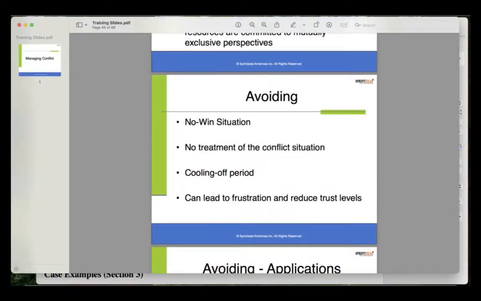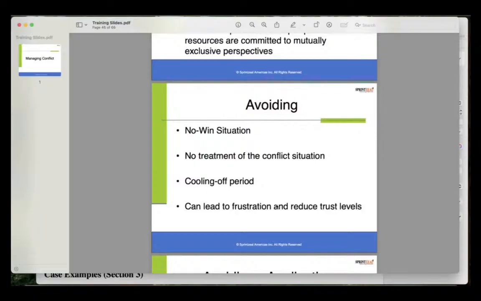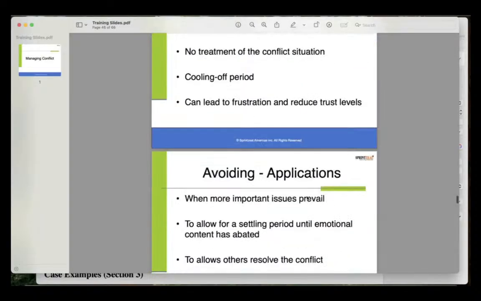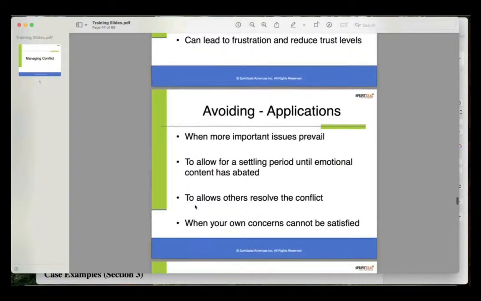But you said avoiding. Let's see what happens in avoiding. It's a no-win situation, no treatment of the conflict situation. So in this, we don't even give a temporary solution. It can lead to frustration and reduce trust levels. Then the applications, like when do we use it? When more important issues prevail. If you remember, we have discussed that we can avoid that conflict and focus on the more important issues, right?